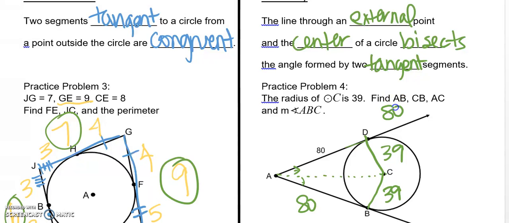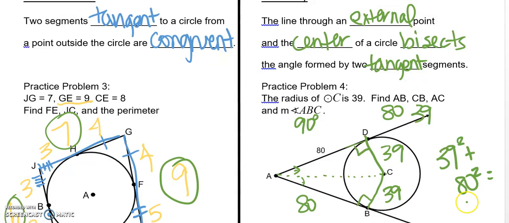So AB is 80, CB is 39, and AC is this part of a triangle. Since these are right angles, then we just have a Pythagorean theorem problem to solve. We have 39 squared plus 80 squared equals c squared. And then you solve all of that to get 89.